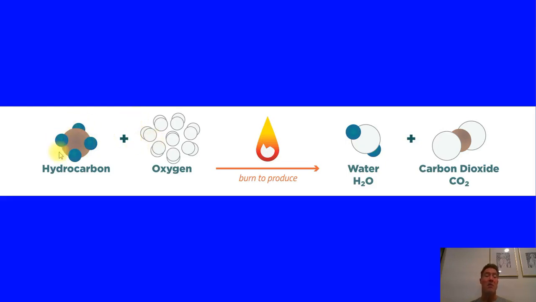So here is a hydrocarbon. Looks like methane, and we're combining it with excess oxygen, so plenty of oxygen to go around. We'll see why that's important. Okay, we burn this, and it produces water and carbon dioxide.